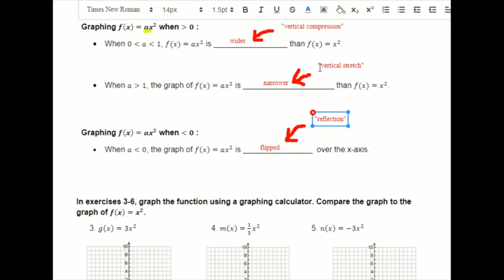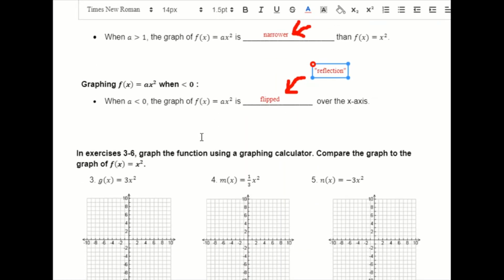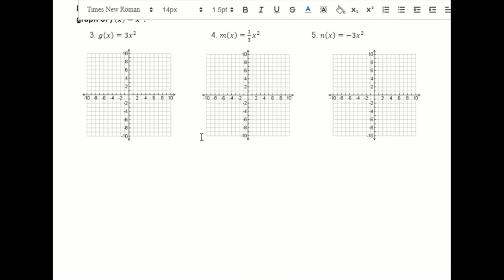So the stretch makes it narrower because you're stretching it away from the x-axis. A compression makes it wider because you're pushing all the points towards the x-axis. And the reflection just flips it over the x-axis. So, down here we're going to be comparing the graphs to the original graph.